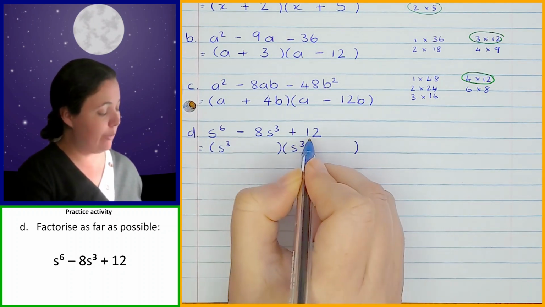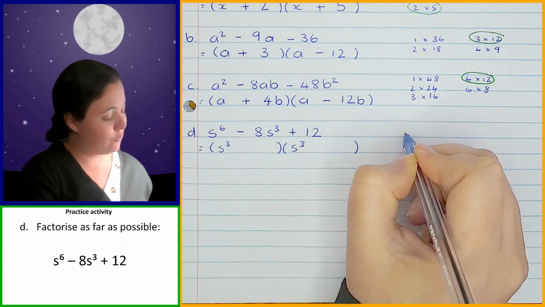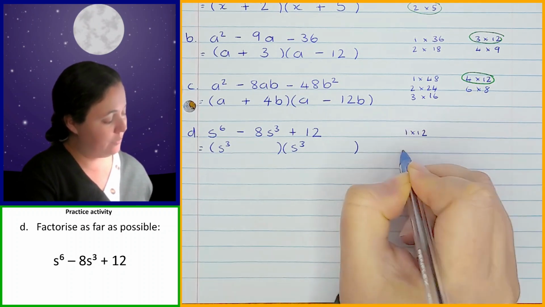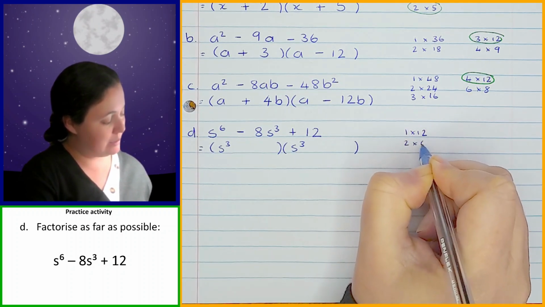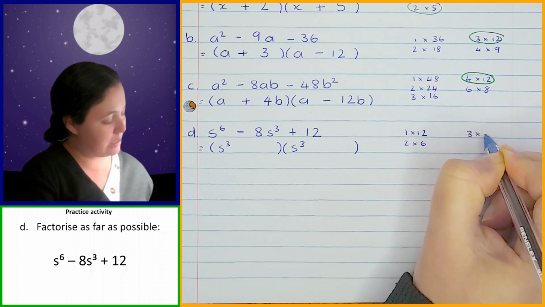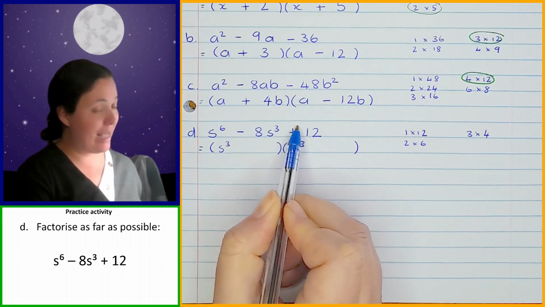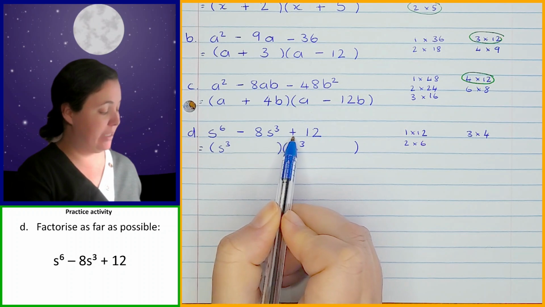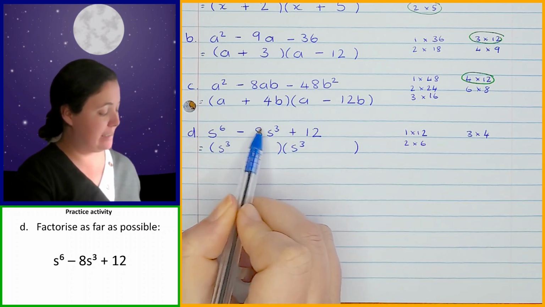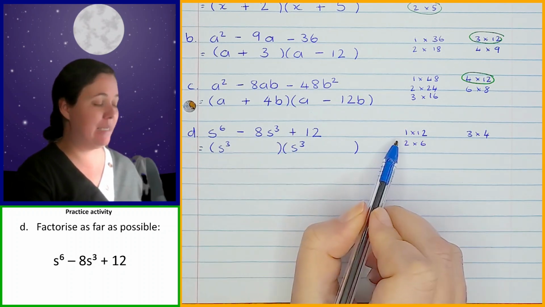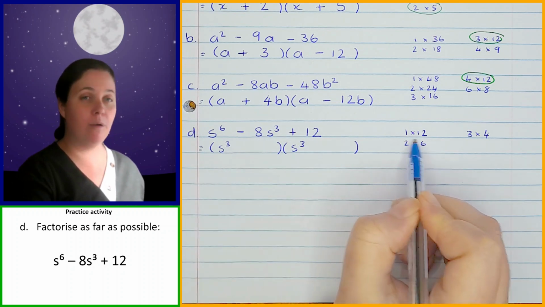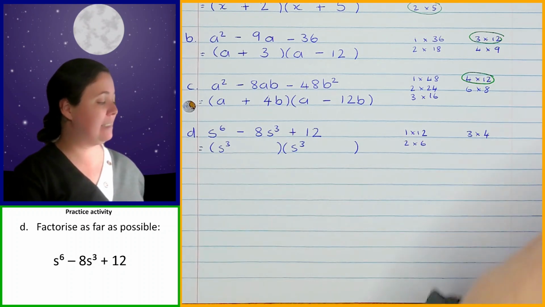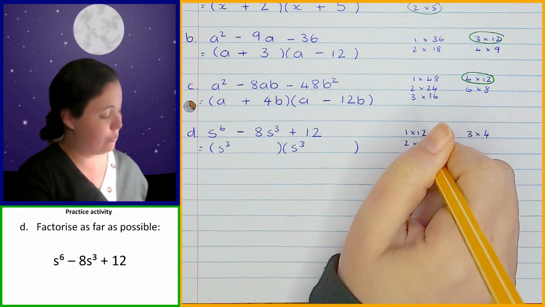Okay, now we're going to go and find the factors of 12. So I've got 1 times 12, and 2 times 6, and 3 times 4. I need to be able to add, because that's a plus over there, the factors to get 8. So I'm looking for a factor pair that will add up to give me 8. 1 plus 12 isn't 8. 2 plus 6 is 8. So this is the factor pair I'm using over here.